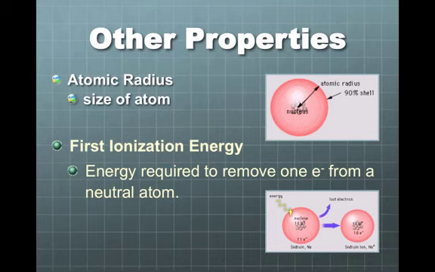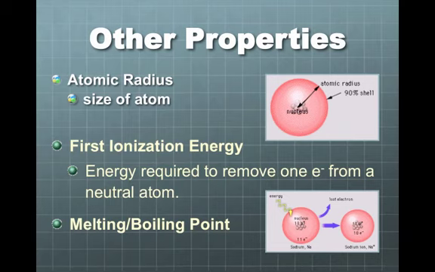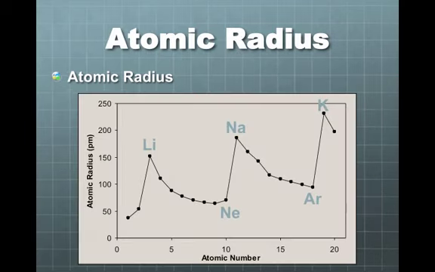An ion, and if an atom loses an electron, it loses one of its negative pieces, so it now has more positive pieces, so that is now a positive ion. We're also going to talk a little bit about melting and boiling point and how that has to do with intermolecular forces as well.